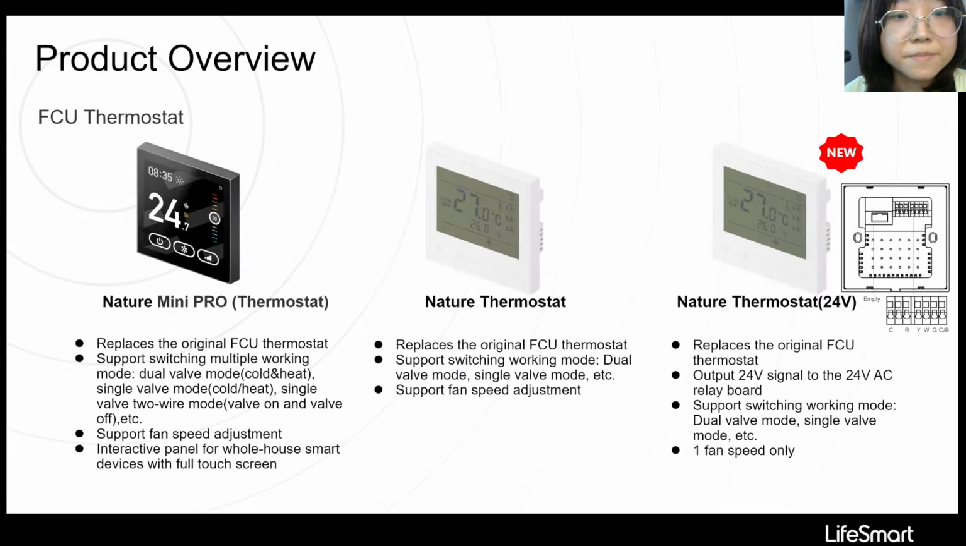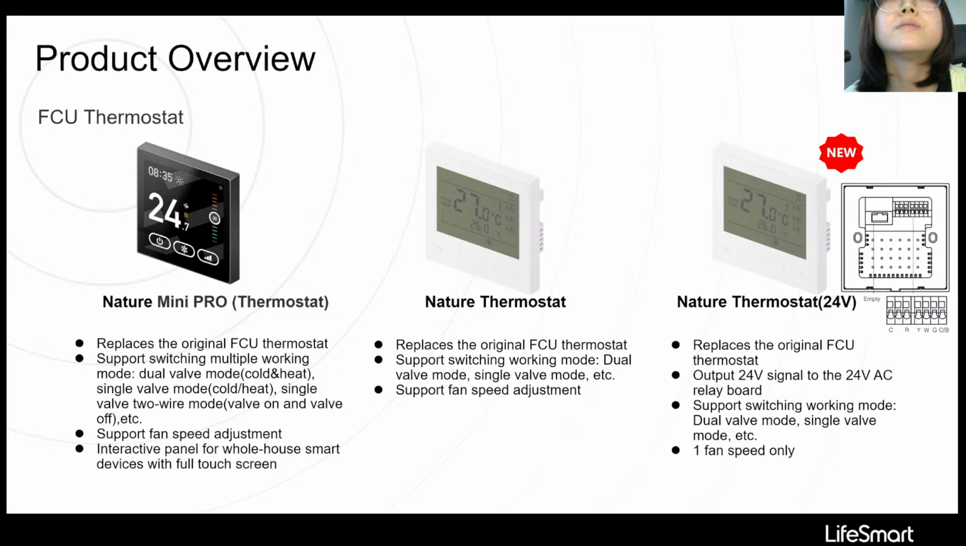The first model, Nature Mini Pro thermostat. It supports switching multiple working modes, like the dual valve mode, single valve mode, single valve two-way mode, etc. And also it can support fan speed adjustment. With the full touch screen, it can also work as an interactive panel for the whole house smart devices, like the switches, dimmer switches, curtains, and other devices.